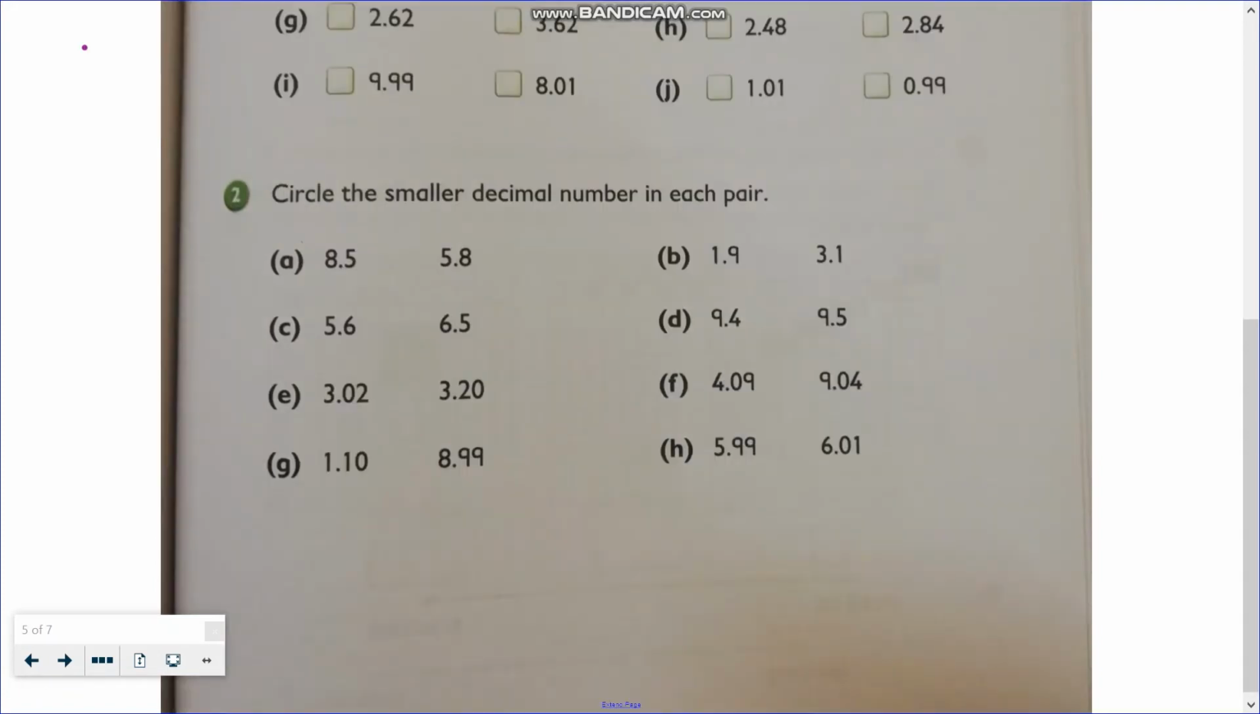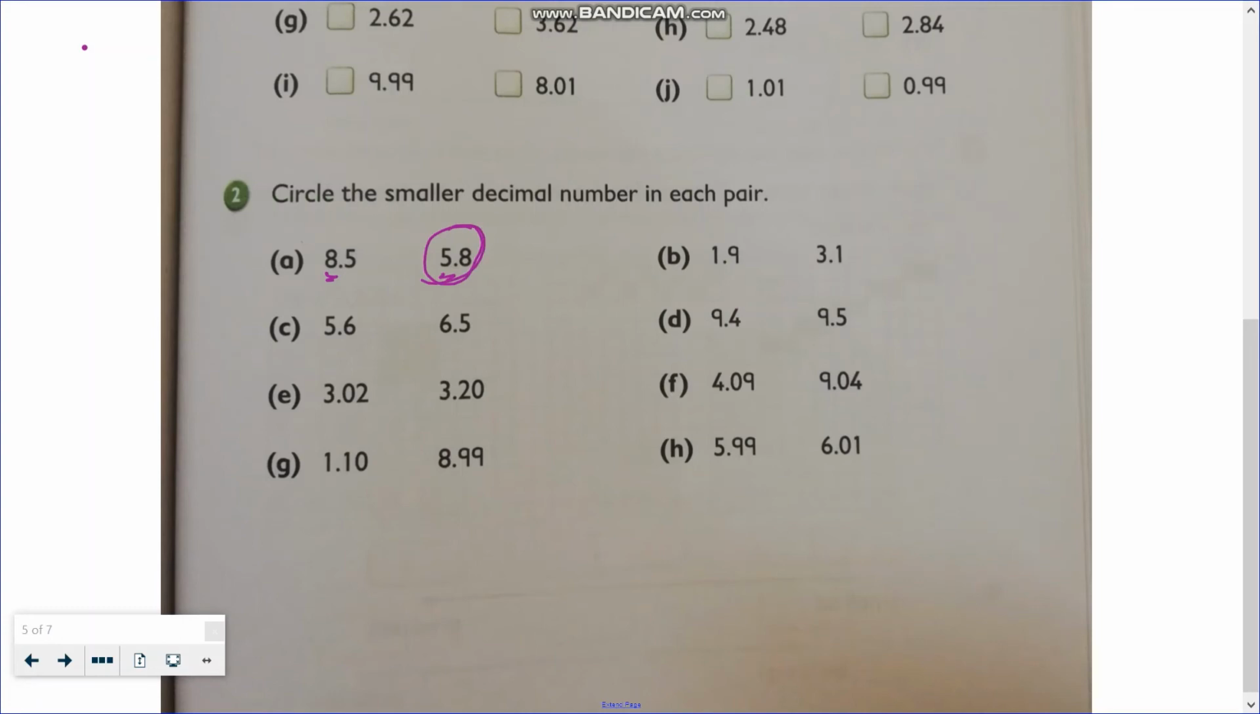Number 2, circle the smaller decimal number in each pair. So letter A, we have 8.5 and 5.8. So look at the whole number part. We have 8 and 5. So which is smaller? So 5.8, or 5 is smaller than 8. So we have to put a circle here.